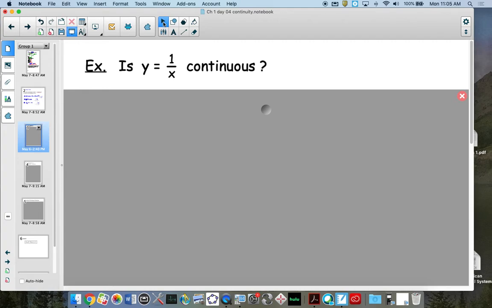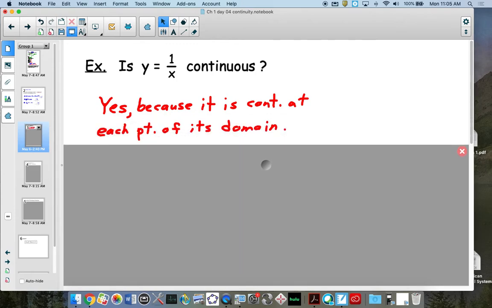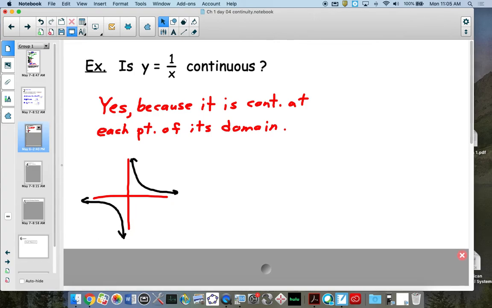This is one that always throws students. Usually I get quite a few that say, no, it is not, because it's not continuous at 0. But if you go back to the first definition I gave you, if a function is continuous, it has to be continuous at every point in its domain. And x equals 0 is not in the domain of this function. So at every point in the domain, this function is continuous.